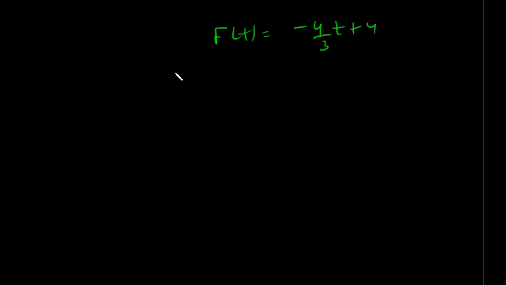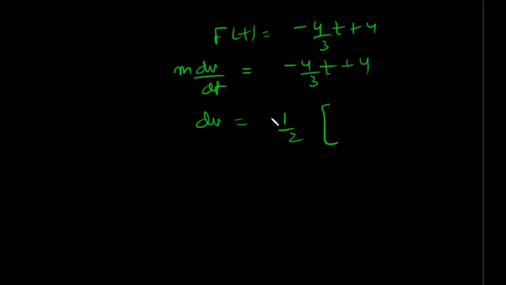So what is force? Force is m dv by dt. Rate of change of velocity times mass, okay? Or we can say rate of change of momentum. And this is minus 4 by 3 times t plus 4. dt can go over here, m is 2, so we have dv equal to 1 by 2. And I can take 4 common over here, minus t by 3 plus 1, dt.